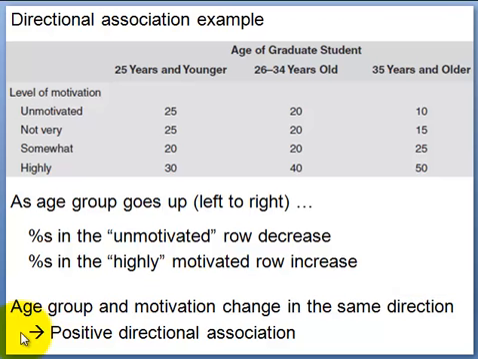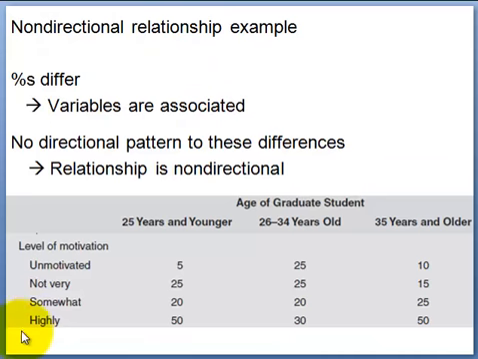So take a little time to study this table to see that the basic pattern in this table is that age group and motivation are changing in the same direction. As age group goes up, so also does motivation level. So as age group goes up, we get more and more highly motivated students and fewer unmotivated students. So we've got here an example of a positive directional relationship between two ordinal-level categorical variables.